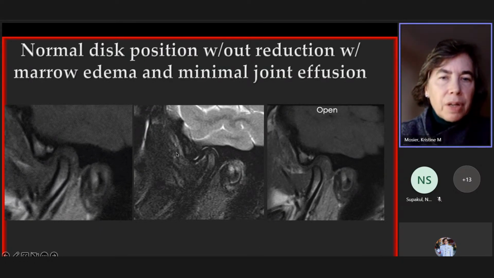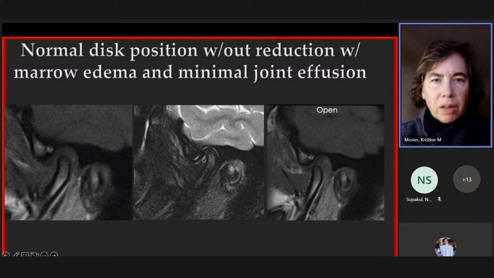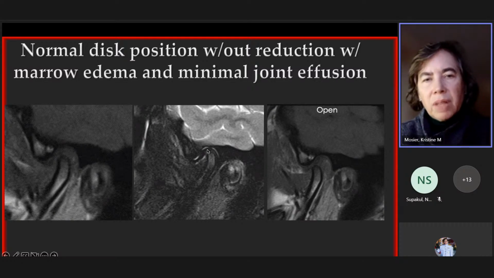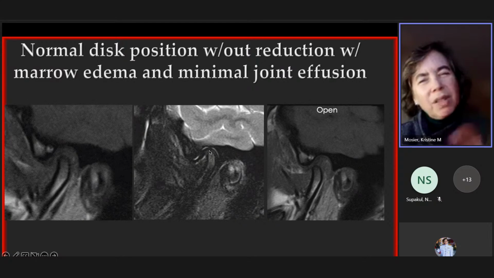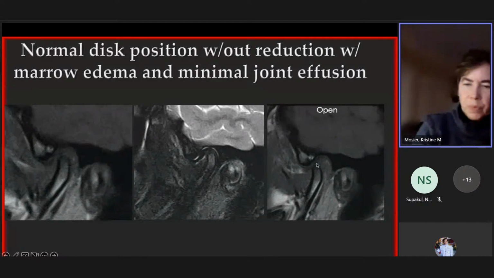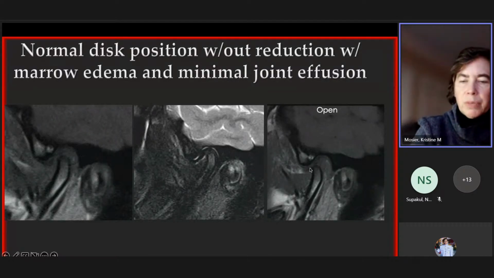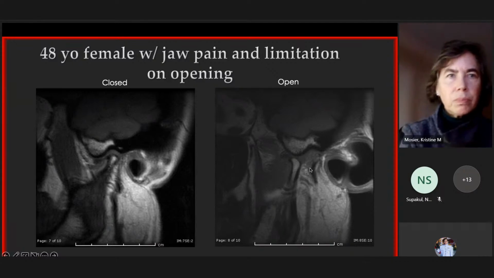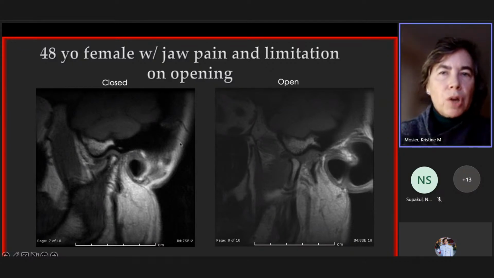On another patient, now we see in this case, we've got a little bit of marrow edema, as we see here on the T2 weighted image. And we've got a little bit of joint effusion here. It's hard to see on the T2 weighted image. It's just about 30 degrees anterior. So it's kind of normal, maybe minimally displaced. And we see that on opening, we're getting some rotation and translation, but not with complete reduction of that articular disc. This is an adult patient with jaw pain and limitation on opening.